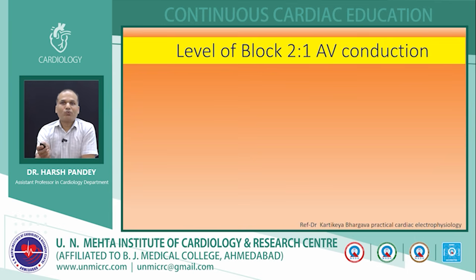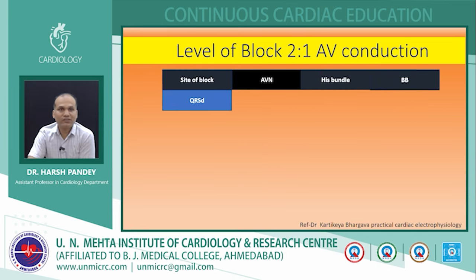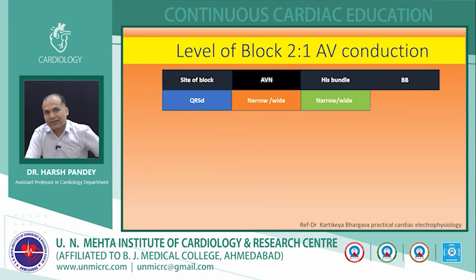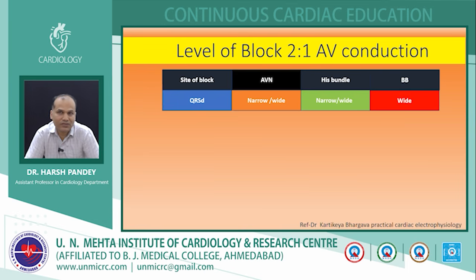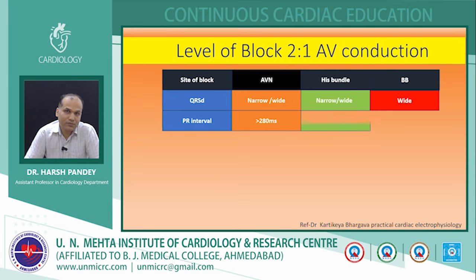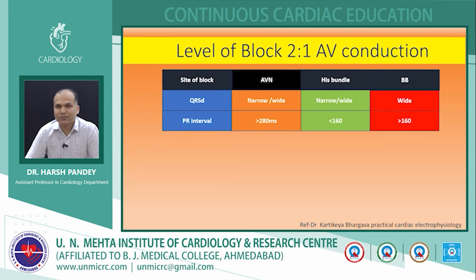So, level of block in case of 2:1 conduction. If you look at the QRS duration, it may be wide or narrow if the site of block is at the level of the AV node. In the His bundle the same thing can happen, but if it is an actual bundle branch block, it will mostly be wider. Effect of PR interval: the longer the PR interval, the higher the likelihood that the site of delay is at the level of the AV node. So more than 280 or 300 milliseconds, the site of delay will be the AV node. In case of the His bundle, it will be less than 160. In case of bundle branches, it may vary between 160 and 200.